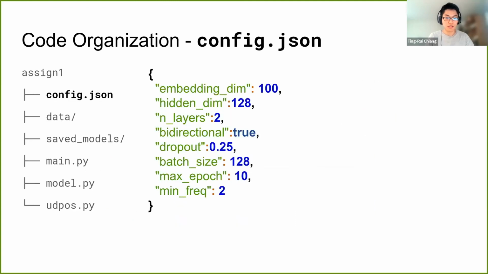So let's work through the files in the zip file. The first file is the config.json file. It is the file that contains the hyperparameters that will be used to train the model. You may have to change this file in order to write a report when you are doing some analysis.